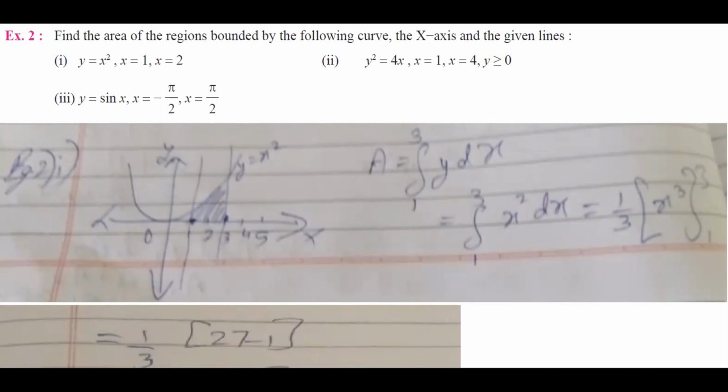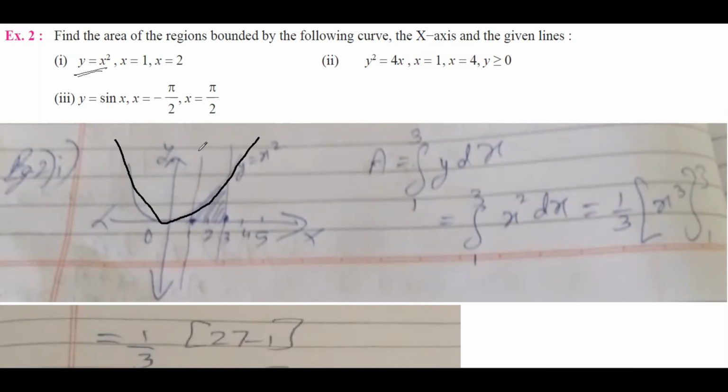Okay, so question number 2, solve example question number 2. Find the area of the region bounded by the following curve, the x-axis and the given line. So what you did is you have drawn the curve, and the curve is y is equal to x square. Okay, so you have drawn y is equal to x square like this. This is perfectly the correct curve.